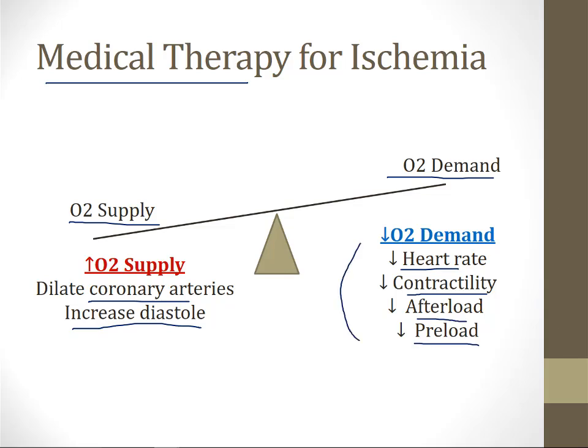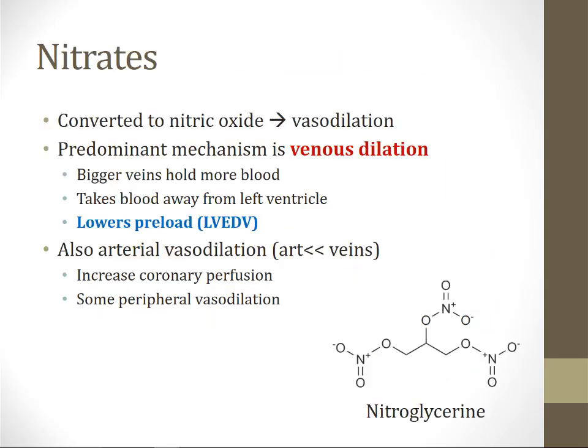Remember, these are the four major determinants of myocardial oxygen demand. We'll start by talking about nitrates. This is the classic class of drugs that is used to treat stable angina. Nitrates have many forms, but the classic form is nitroglycerin.